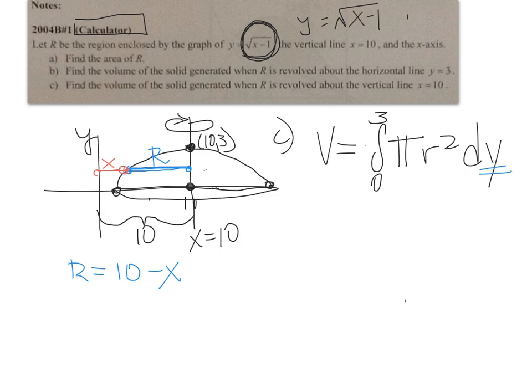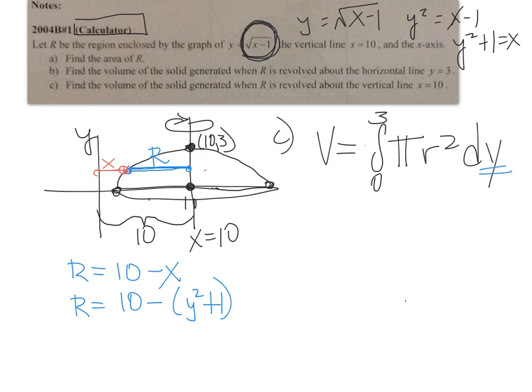So if I square both sides, y squared equals x minus 1. And if I add 1 to both sides, y squared plus 1 equals x. So the radius is equal to 10 minus the quantity y squared plus 1. You can distribute the negative if you want and then combine like terms.